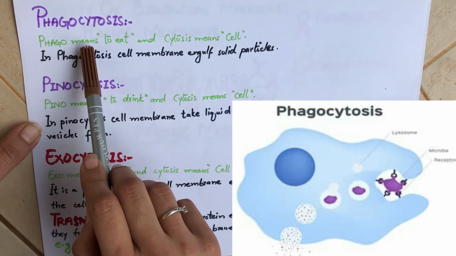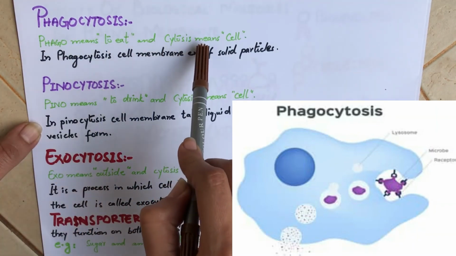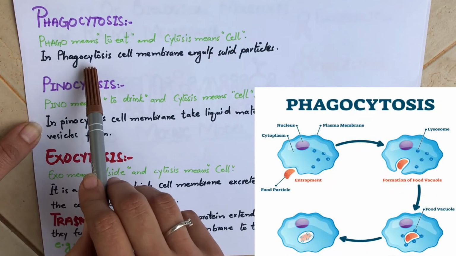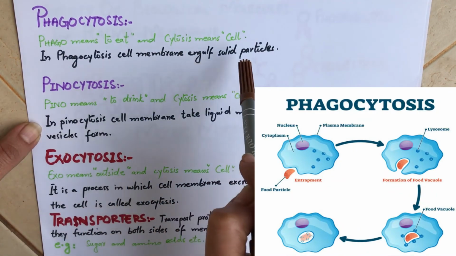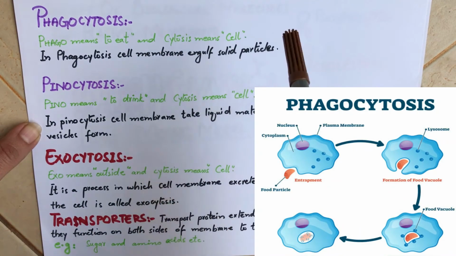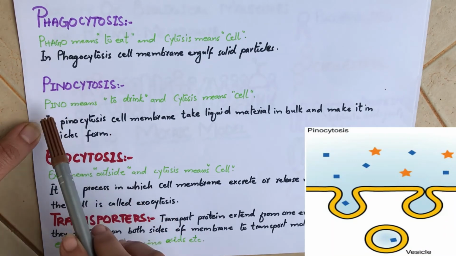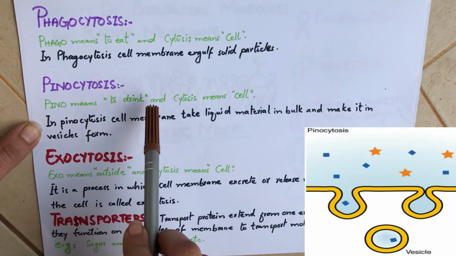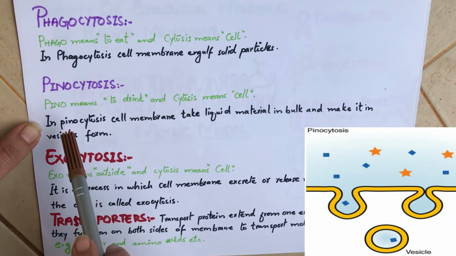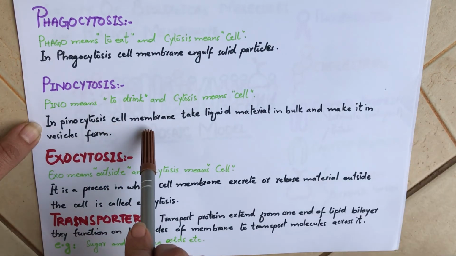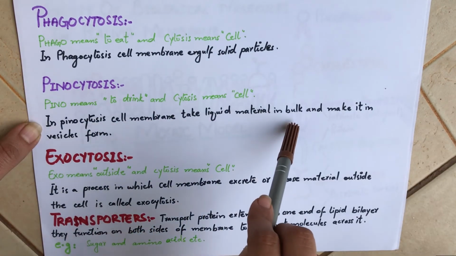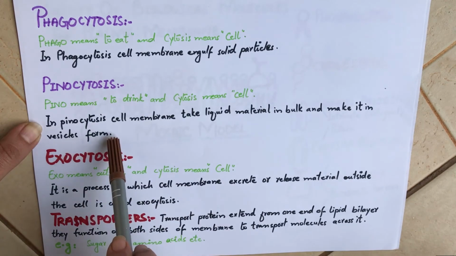Phagocytosis, phago means to eat and cytosis means cell. In phagocytosis, the cell membrane engulfs solid particles or materials. Pinocytosis, pino means to drink and cytosis means cell. In pinocytosis, the cell membrane takes in liquid material in bulk and makes it into vesicles.